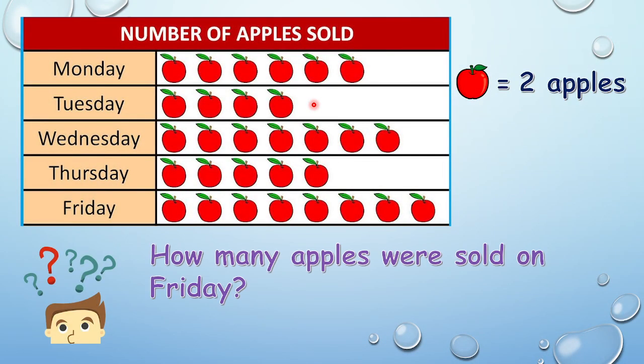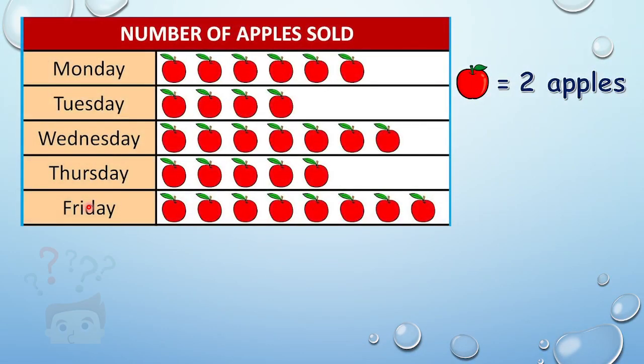Next. How many apples were sold on Friday? This is Friday. You can count 2, 4, 6, 8, or you can count 1, 2, 3, 4, 5, 6, 7, 8 pictures, and 8 times 2. You can do it like that. So 8 times 2 is 16. It means 16 apples were sold on Friday.